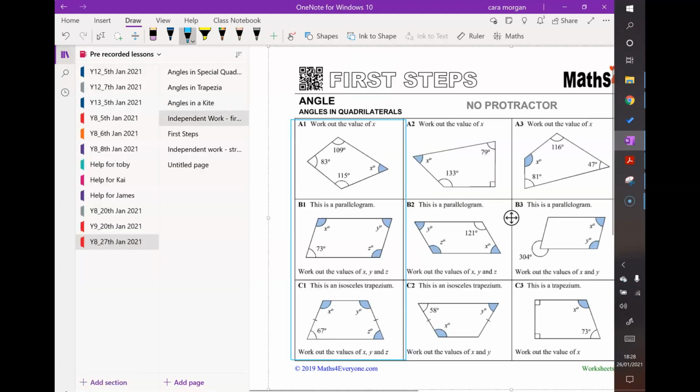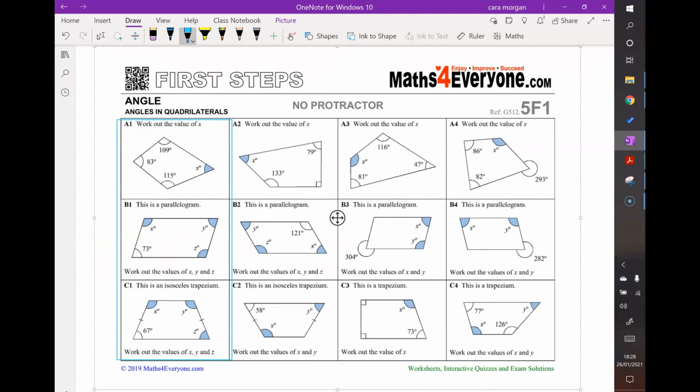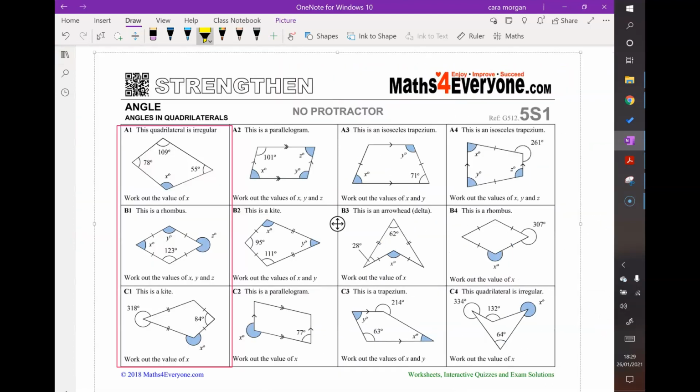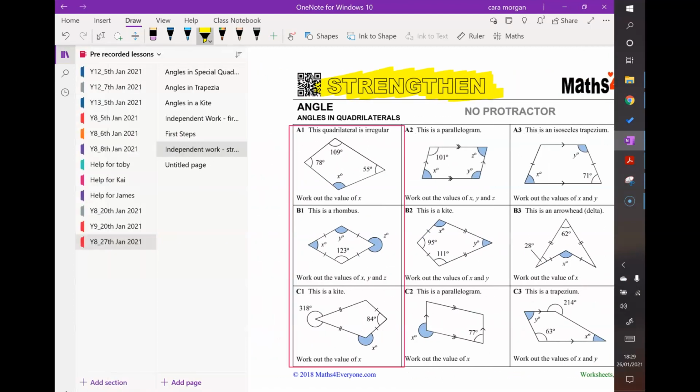So I'm going to set you off with some work today, and you'll find on Show My Homework there are two sheets, both of which you have to find the angles in quadrilaterals. The first one that says first steps is easier than the second one, so you might want to have a go at that one first. In fact, I recommend that you have a go at this one first, and then when you get good, you can go on to the one that says strengthen, because that is a lot more difficult.